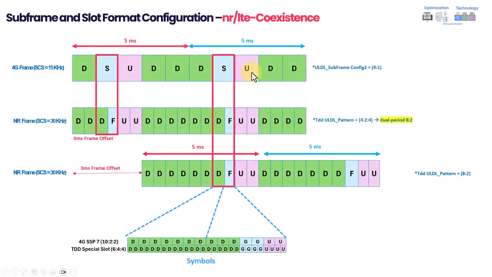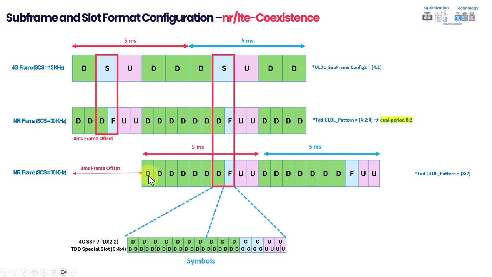So as you can see now, this is the NR-LTE coexistence. This is the 4G, as you know, 3 to 1: downlink, special slot, then uplink, then 2 downlink, repeating every 5 milliseconds. In the previous scenario we had 8 to 2. We just gave a frame offset of 3 milliseconds to make sure this one is exactly aligned with the 4G. So this is shifting the frame by 3 milliseconds to make sure it's aligned. As you can see now, downlink is falling with downlink. This is, as you know, the frame.